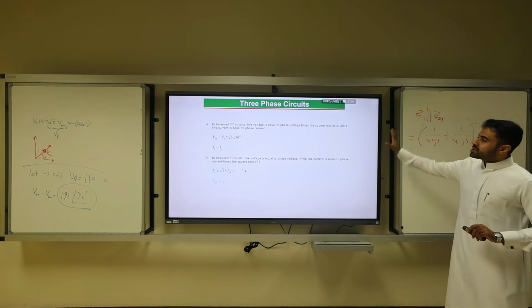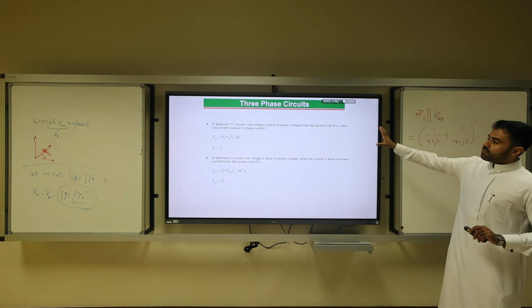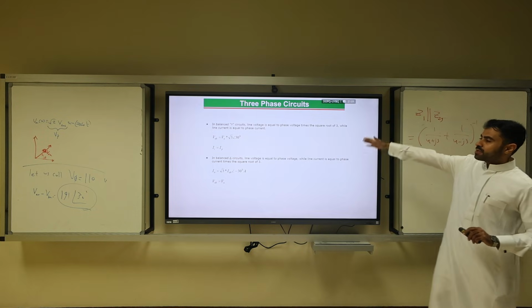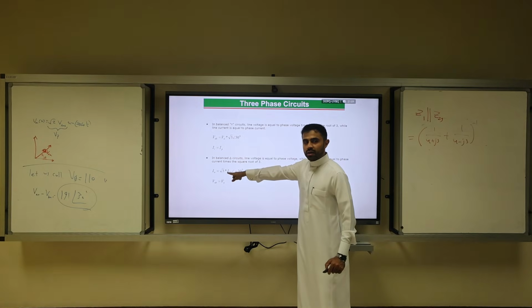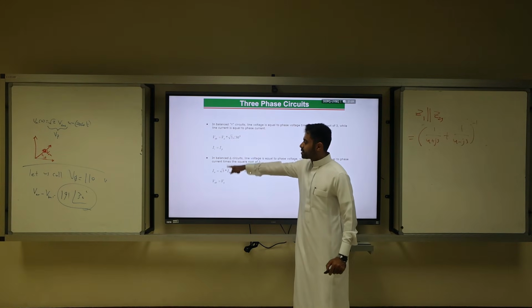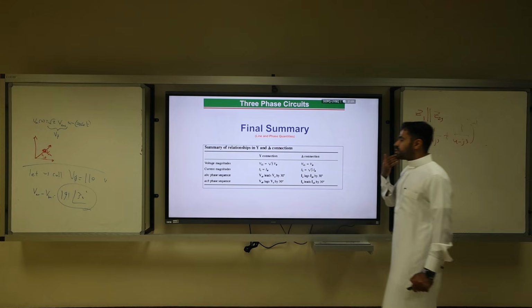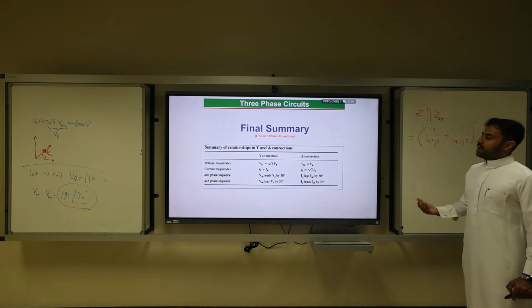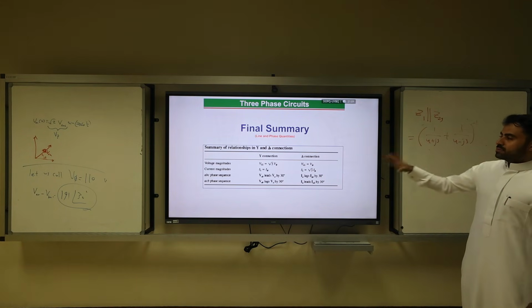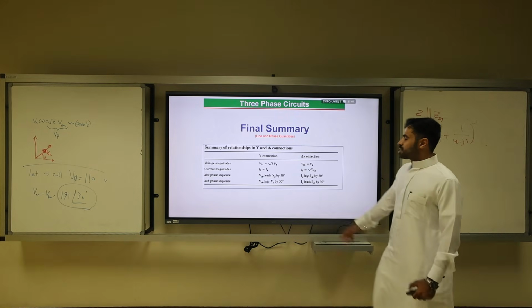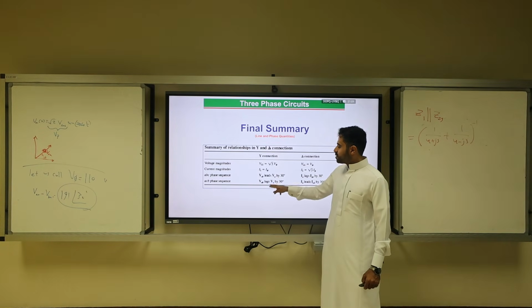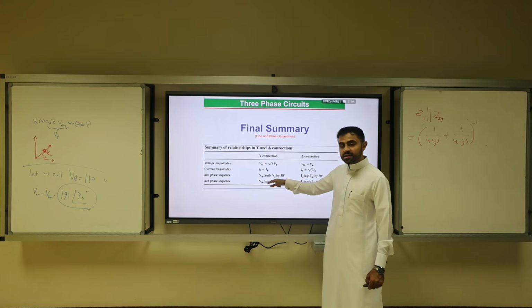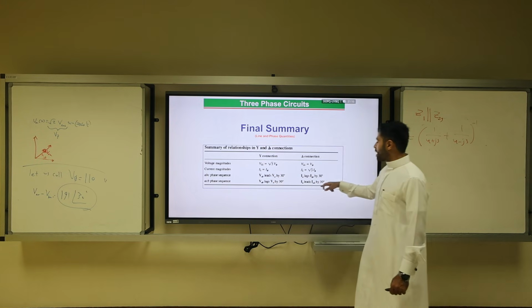So this is a summary. For balanced Y, you have to use this line voltage, and this one is line current, for delta. So this is a final summary about delta and Y, and try to read it. Note that VAB leads VA by 30 degrees for ABC sequence. In case you're doing negative sequence, you have to reverse the signs. You have the negative sign for the angles.